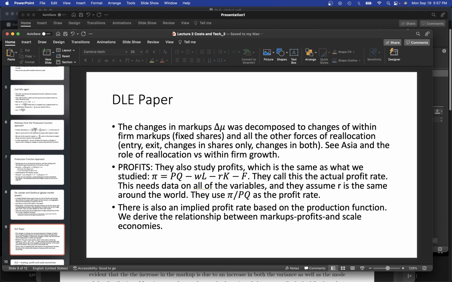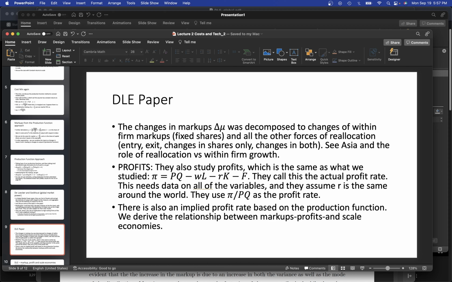P over AC is a measure of profit, because whenever there's a gap between price and average cost, there's profit. You can rewrite this by multiplying both sides by Q as total revenue over total cost. So this is an important relationship. It says that markups are high when profits are high and or scale elasticity is high.